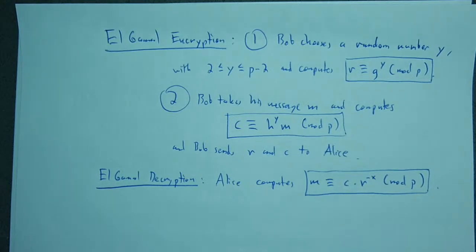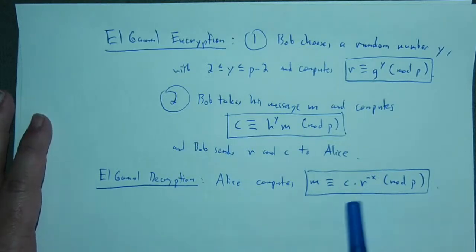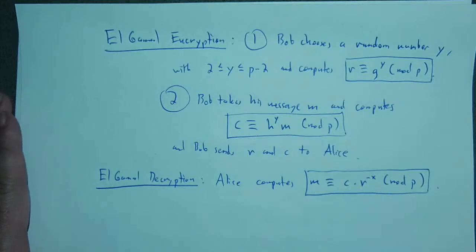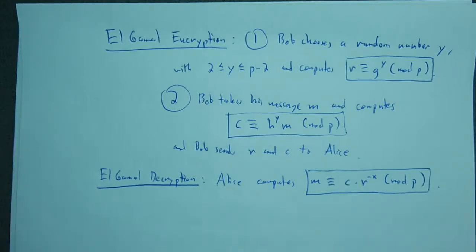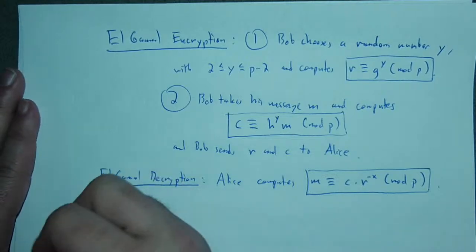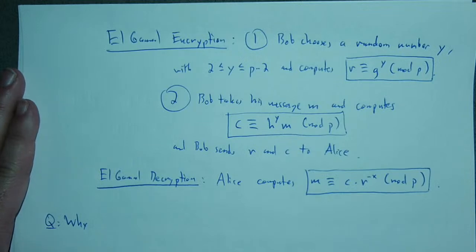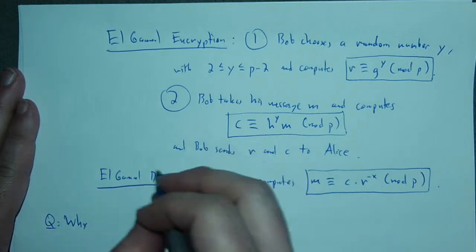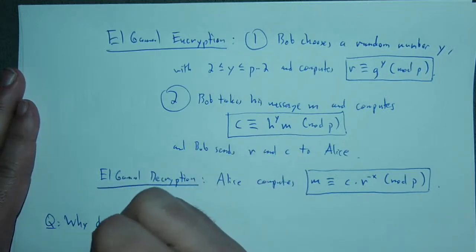Okay, so then the decryption amounts to her taking the c that she was sent, the r that she was sent, exponentiating the r to minus x, which is her private info, and computing that product mod p, and this recovers m. Why does this recover m? So why does this work? First question you always ask whenever you're presented with new encryption and decryption methods. So why does this work?